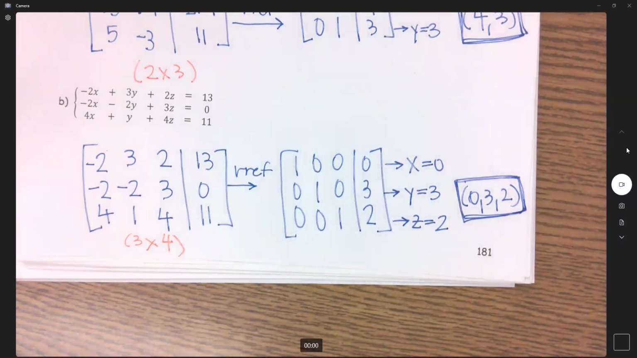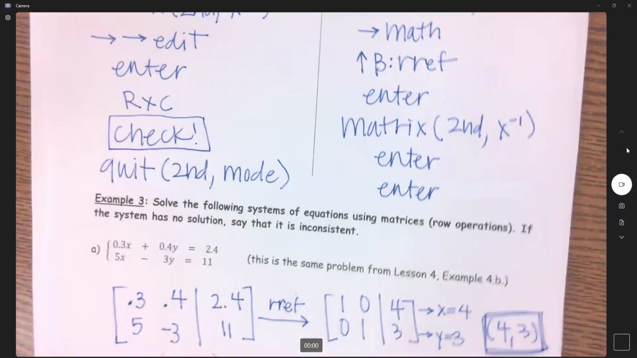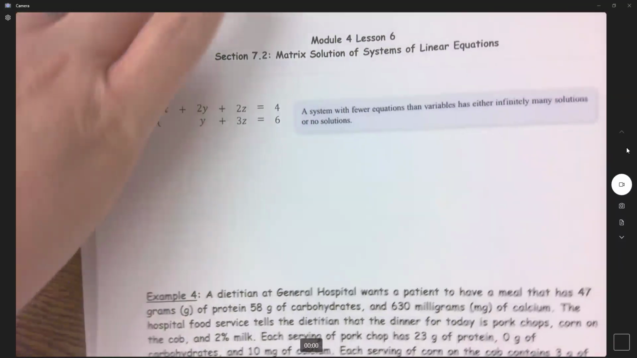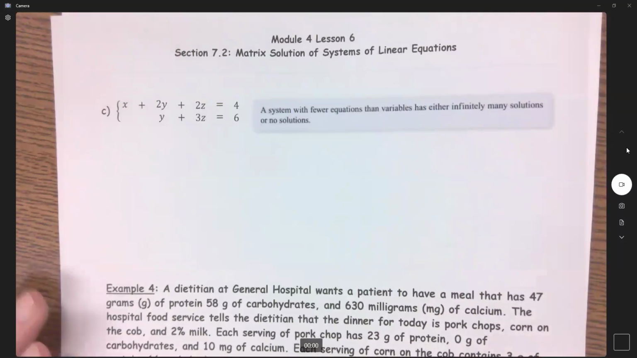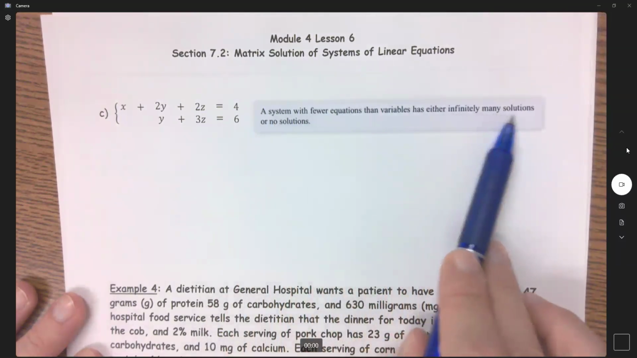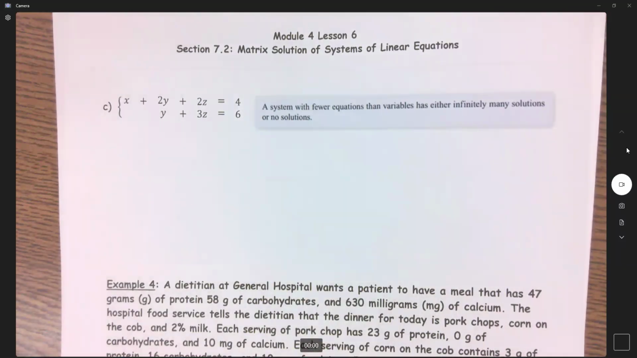Let's turn the page. We're going to go over speed in this video as well. Now this one looks a little different here. And it says here, a system with fewer equations than variables has either infinitely many solutions or no solutions. So I can tell just by looking at this that this is one of my special cases.